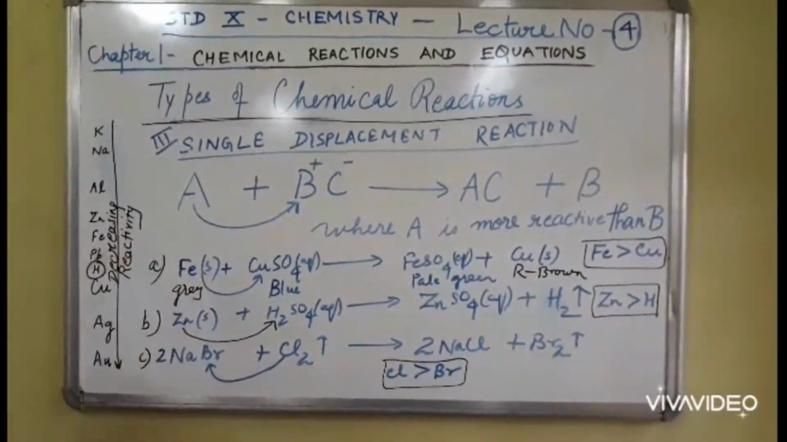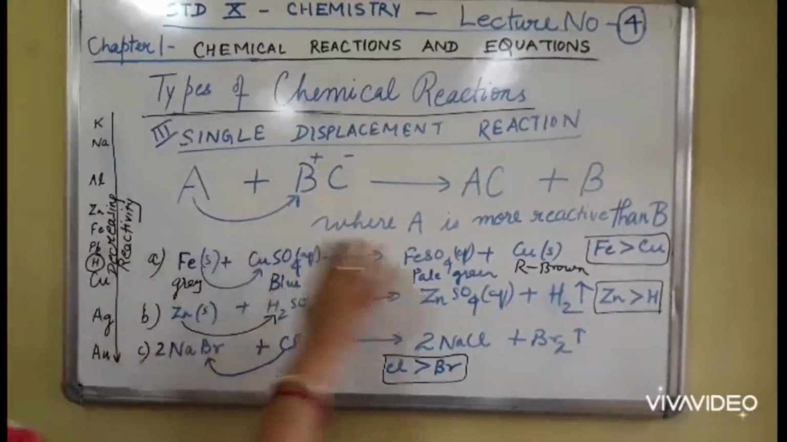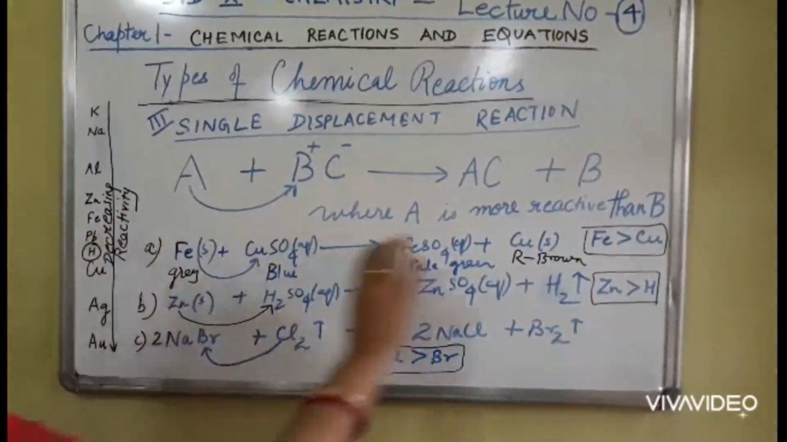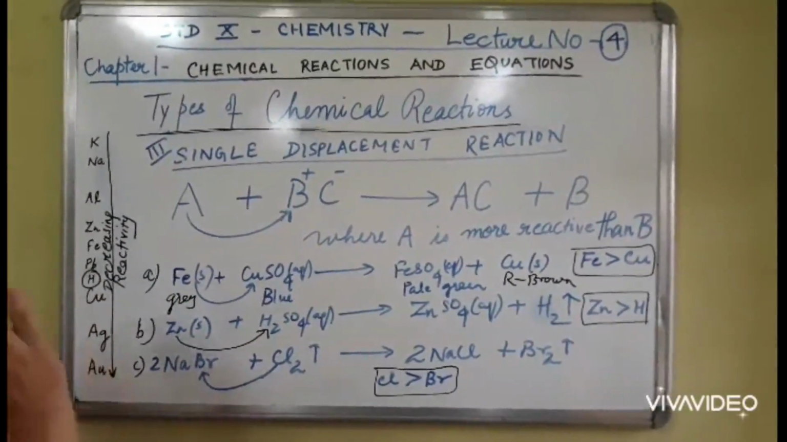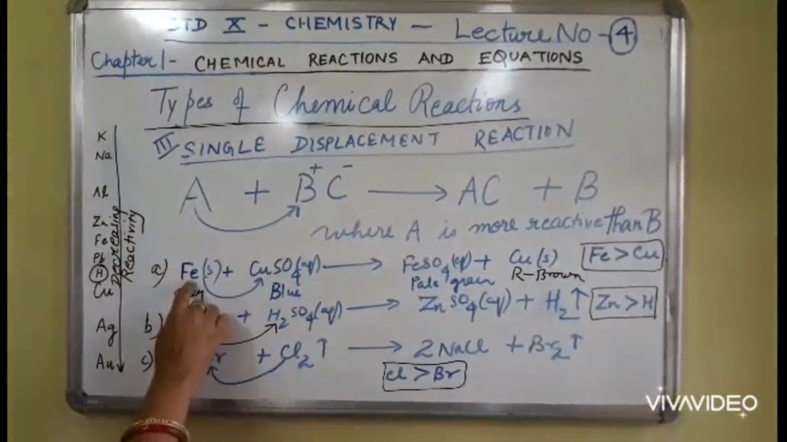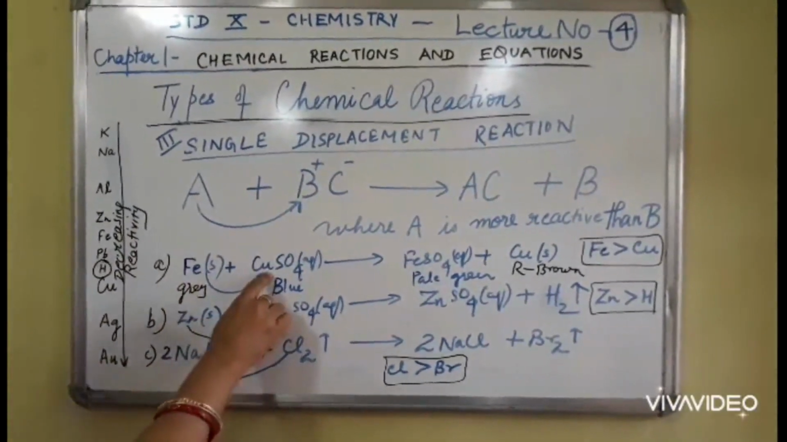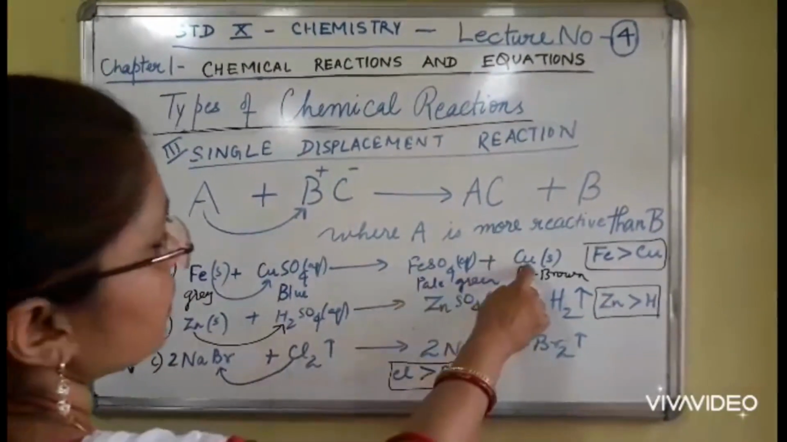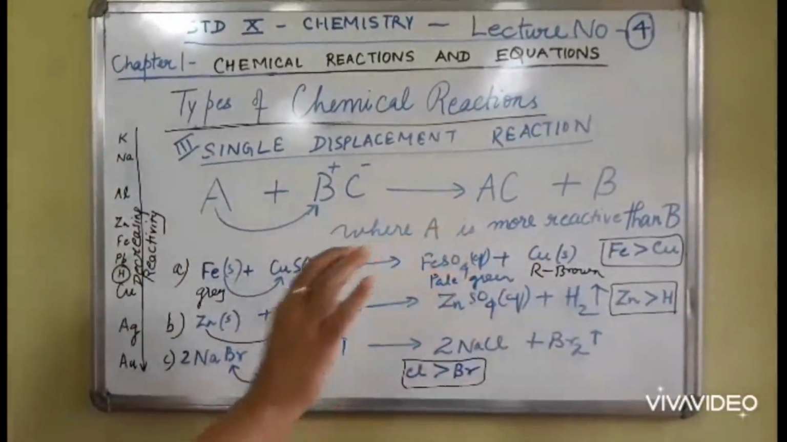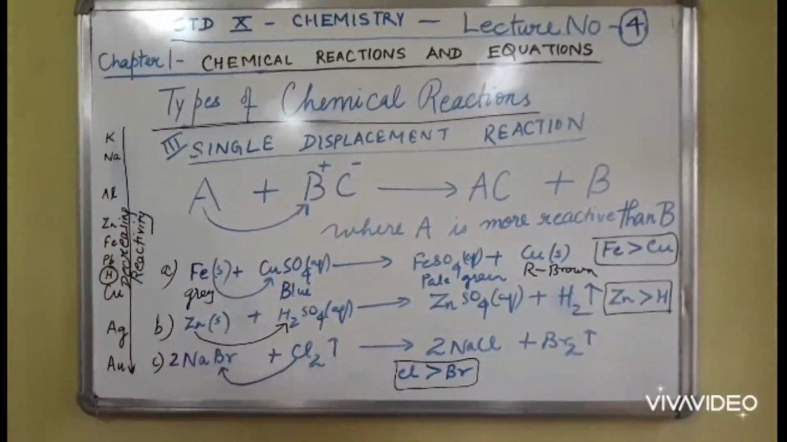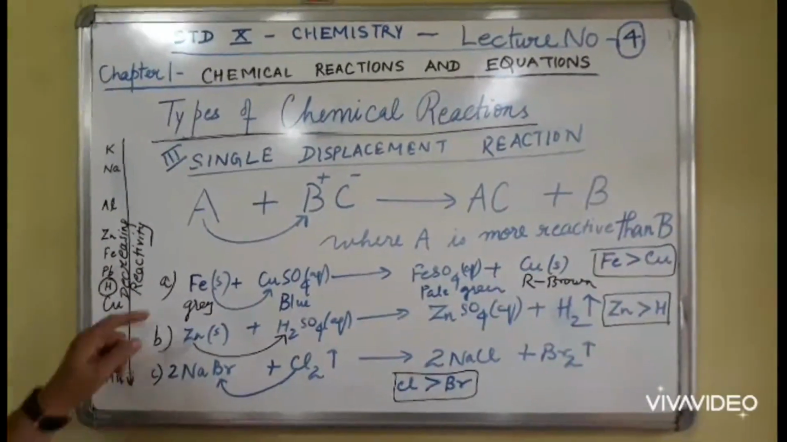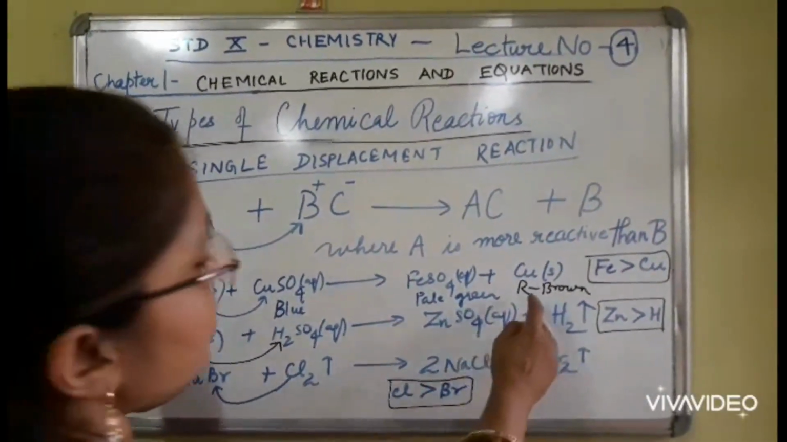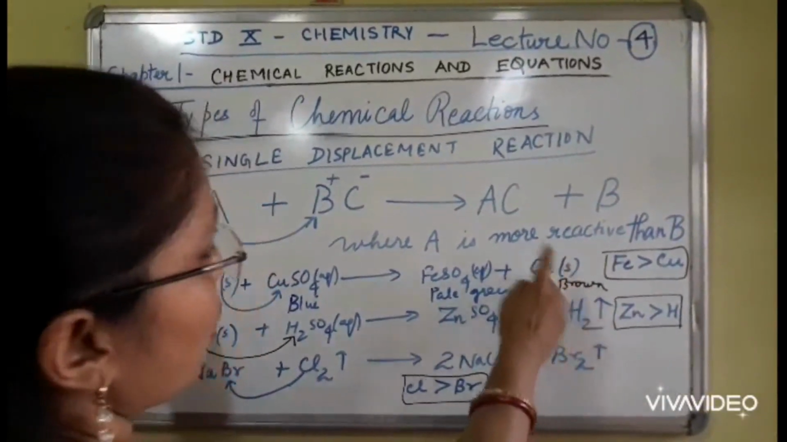I have written here where A is more reactive than B. These are the examples. Iron. You are very familiar with this reaction. It is already balanced. Iron, being more reactive, throws copper out, forming ferrous sulfate and copper. This reaction occurs at room temperature at a moderate rate. Within 20 to 30 minutes, you will get the result. Grey iron will be deposited, showing a deposition of reddish brown copper over it.